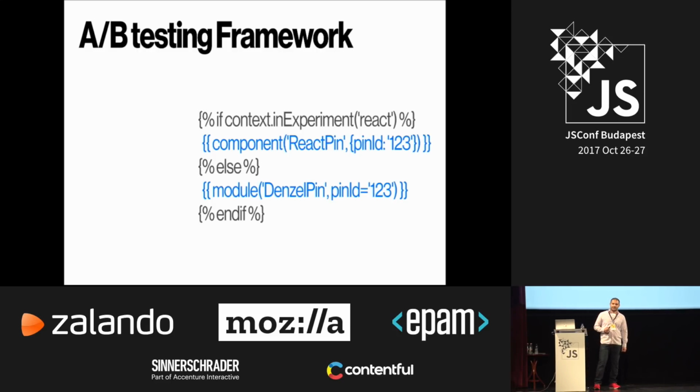Normally, A/B testing frameworks are used to compare different UIs and see how they behave and measure the data and impact. But you can use these frameworks as well for migrations or refactorings like that. So on this slide, you can see a very simplified version of forking logic based on experiment check. And if the user is in React experiment, then we render newly created React component. And otherwise, we fall back to the old Denzel module.